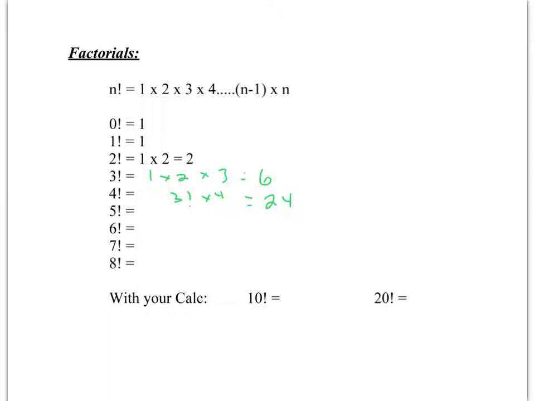5 factorial is going to be 1 times 2 times 3 times 4 times 5, which is 24 times 5, which is 120. 6 factorial is going to be 120 times 6, or 1 times 2 times 3 times 4 times 5 times 6, which is 720, etc.